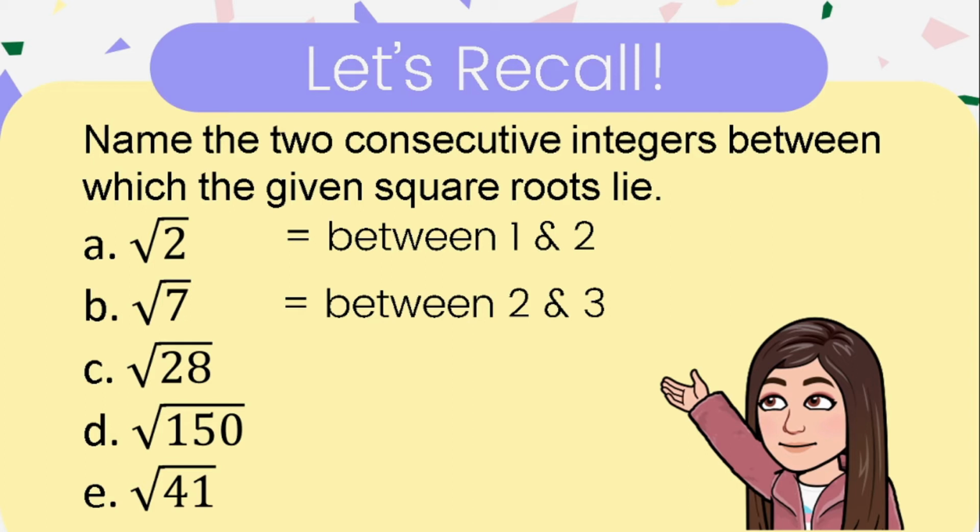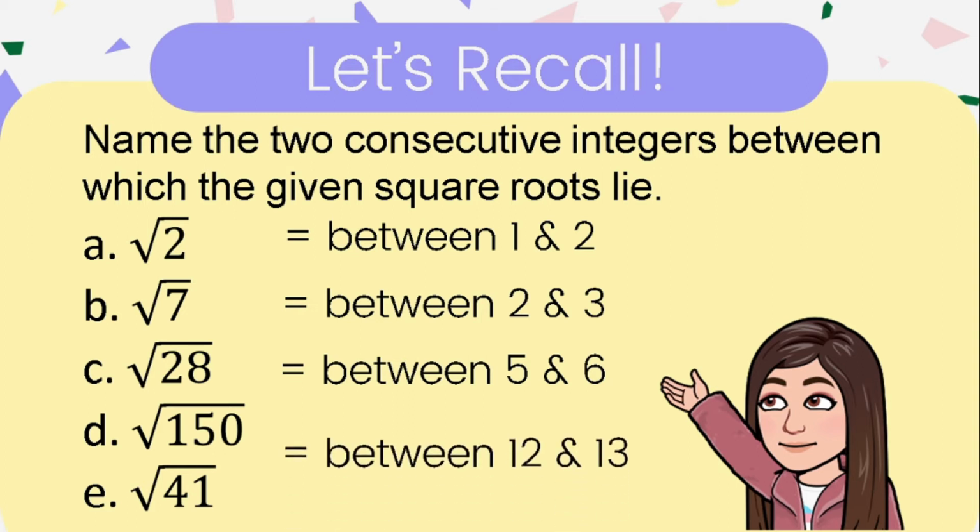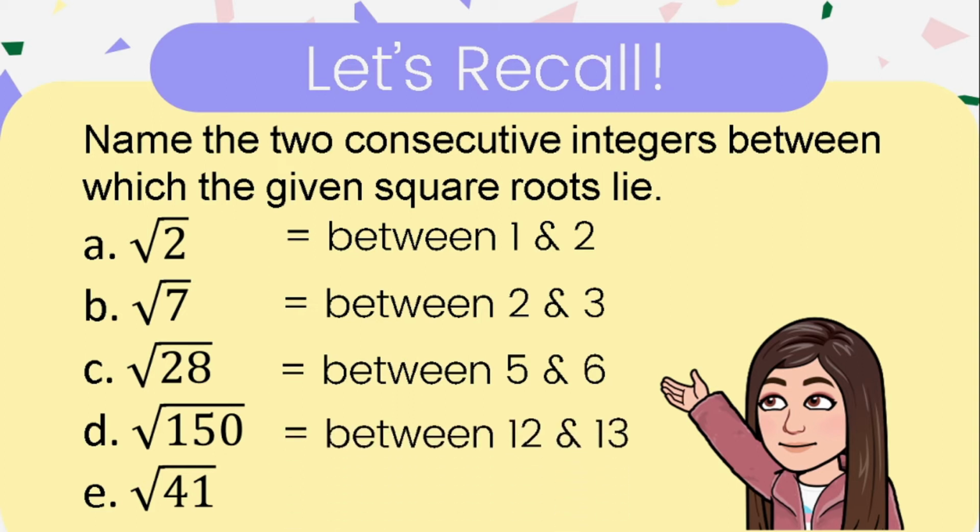Letter C, between which two consecutive integers does square root of 28 lie? Correct. Between 5 and 6. Letter D, between which two consecutive integers does square root of 150 lie? Correct. Between 12 and 13. And lastly, letter E, between which two consecutive integers does square root of 41 lie? Great. It is between 6 and 7.